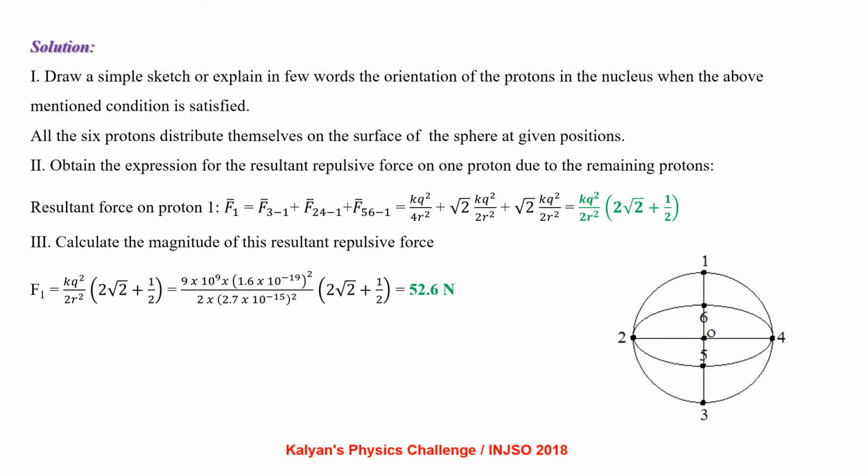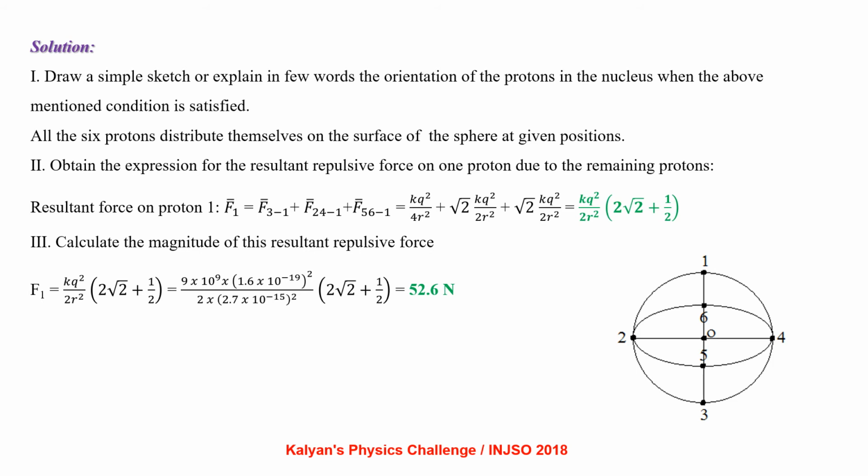Draw a simple sketch or explain in a few words the orientation of protons in the nucleus when the above mentioned condition is satisfied. Here you can see all the 6 protons distribute themselves on the surface of the sphere at given positions 1, 2, 3, 4, 5 and 6. Obtain the expression for the resultant repulsive force on one proton due to the remaining protons.